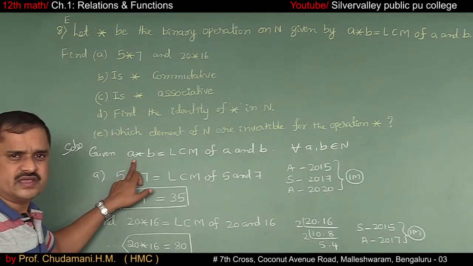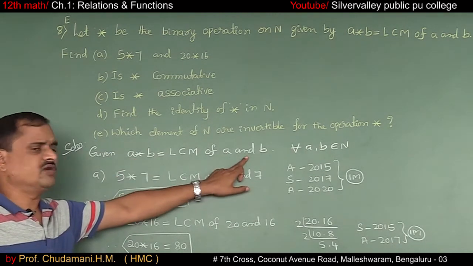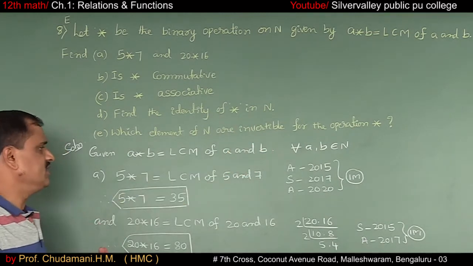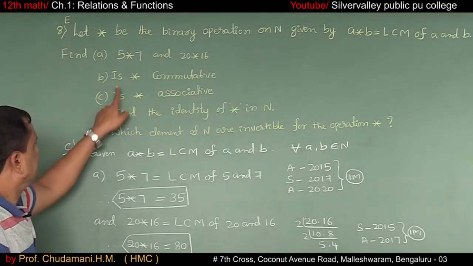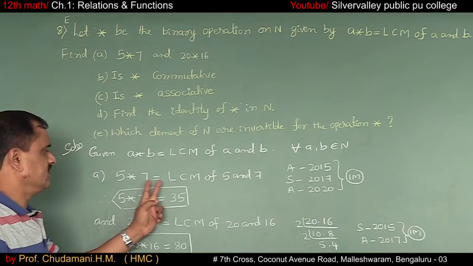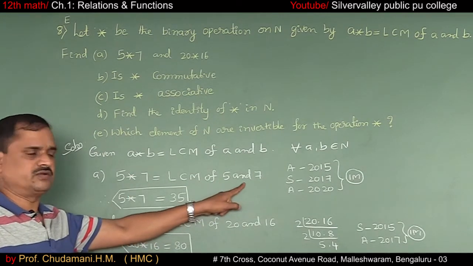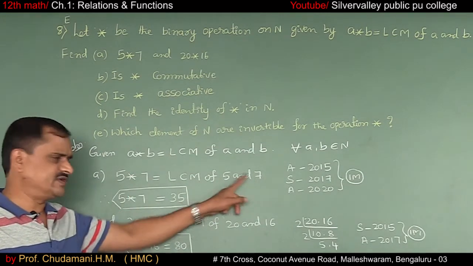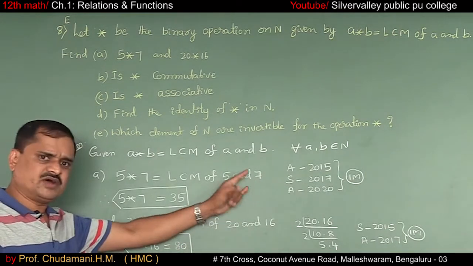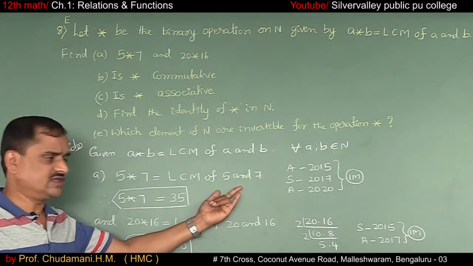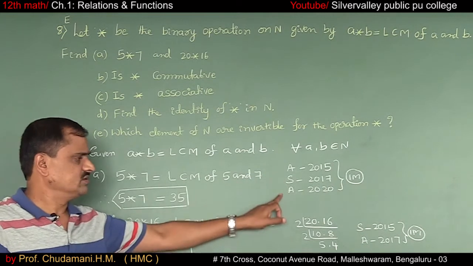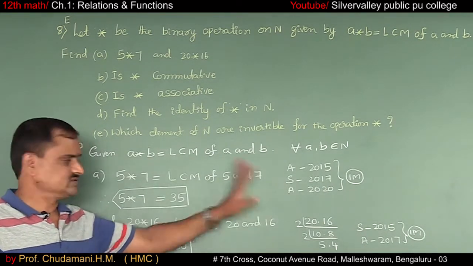Given A star B equals LCM of A and B for all A, B belongs to natural numbers. 5 star 7 is equal to LCM of 5 and 7. What is the LCM of 5 and 7? 35. LCM of 7 and 5 is also 35. That's the answer. This appeared 3 times.